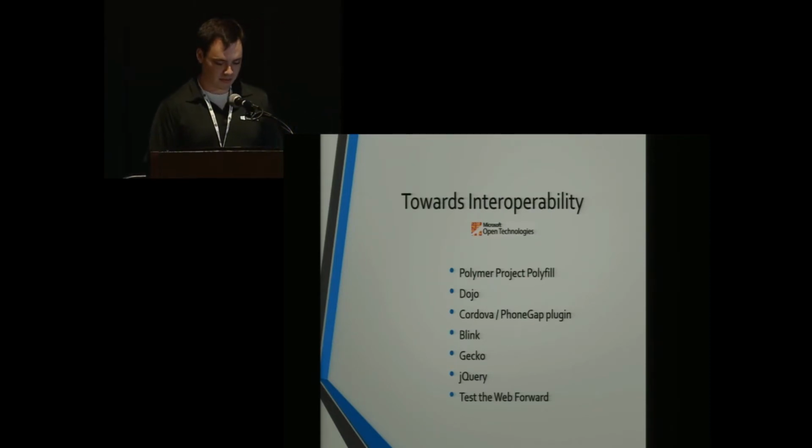So there are lots of great places that you can use pointer events today. It's available unprefixed now in IE11. The Google Polymer project has an excellent polyfill. There's Dojo support, a Cordova plugin. There's implementation work going on for experimental support in Blink and Gecko, so Chrome, Firefox, and Opera. jQuery is working on this, and like I said, Test the Web Forward is working on test collateral.